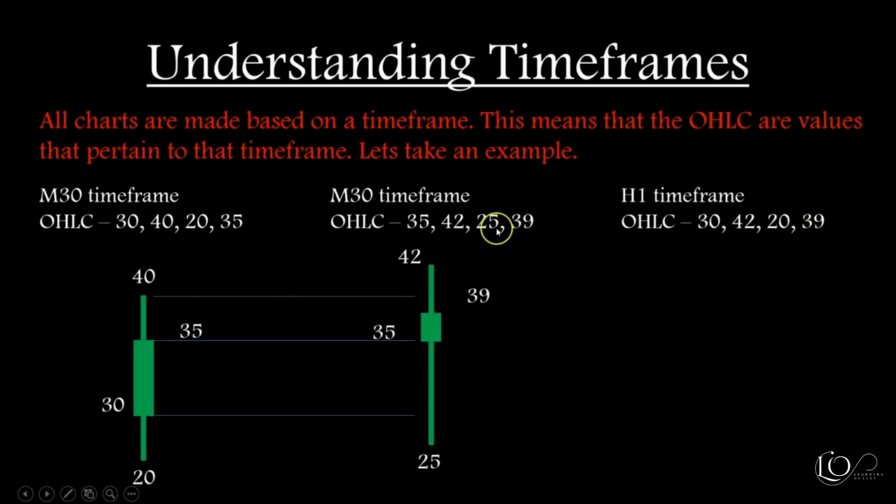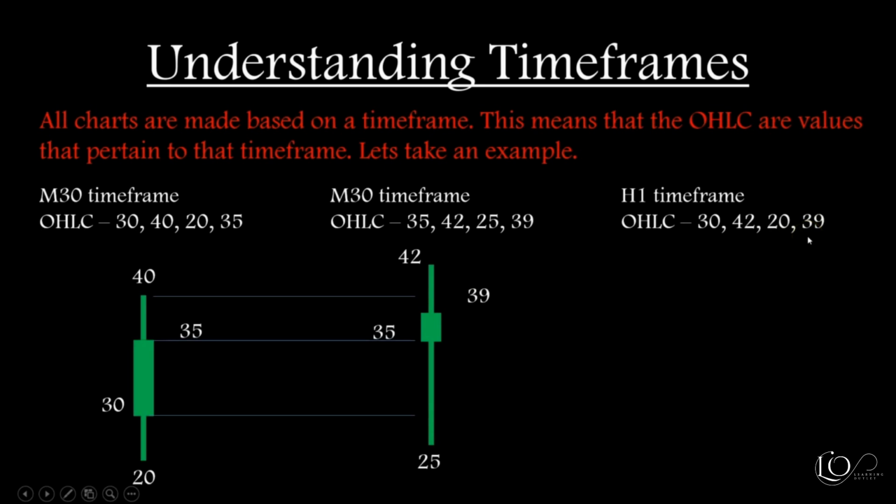Similarly, we're going to use the lowest value amongst both of these candlesticks for the low of the H1 time frame. So this turns out to be 20, and then we have the closing price of the second candle, because the hour started around about here and it ended with this candle. So the closing price of 39 is going to be the closing price of the H1 time frame.